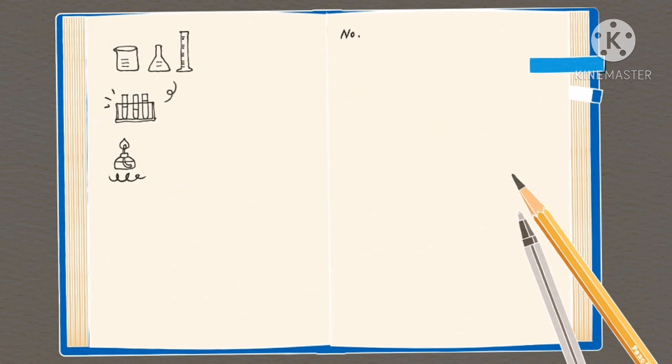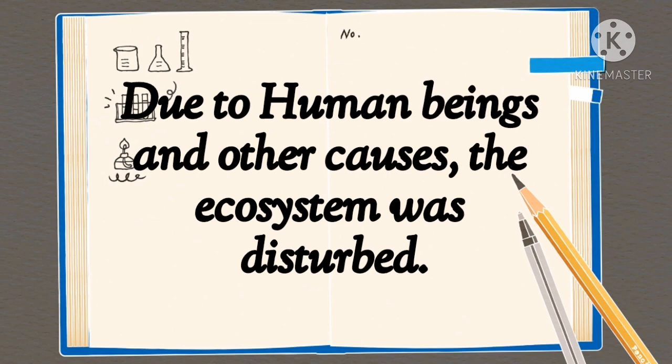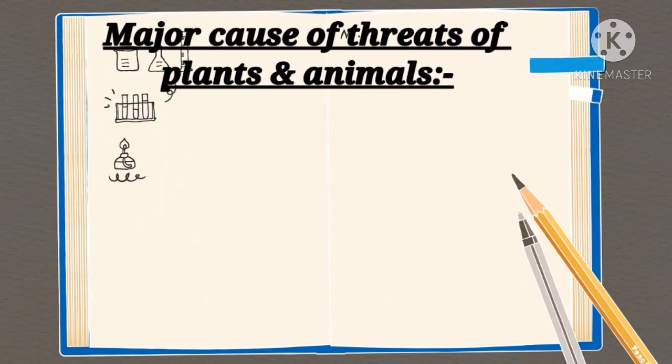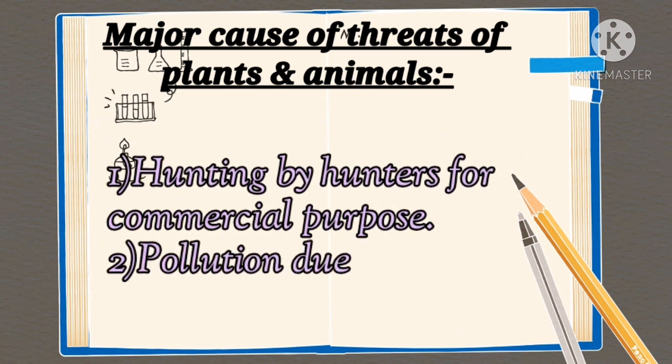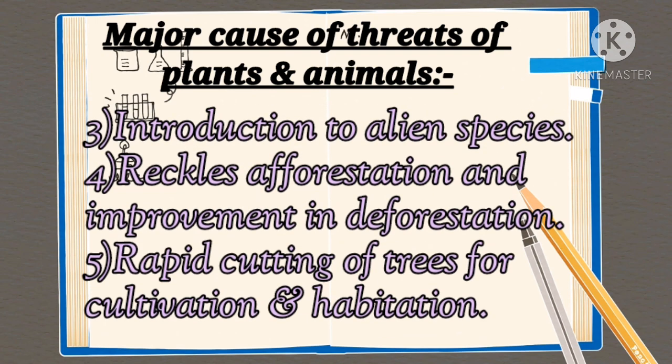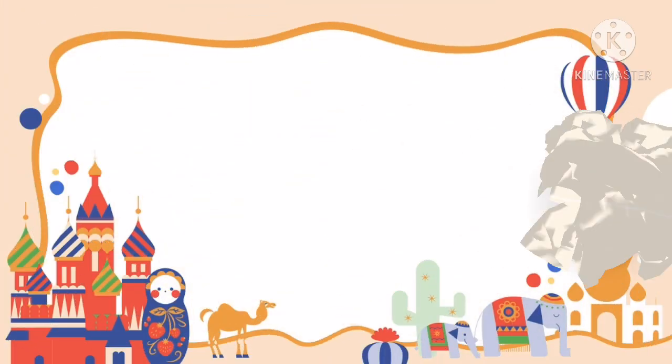Every organism in the world has the right to live, but due to human beings and other causes, the ecosystem was disturbed. About 1,300 plant species are endangered, 20 species are extinct, and a few animals are endangered and some have become extinct. Causes include hunting for commercial purposes, pollution due to chemical and industrial waste and acidic deposits in soil, reckless afforestation and deforestation, and rapid cutting of trees for cultivation and habitation.